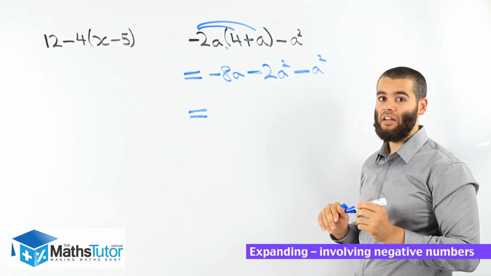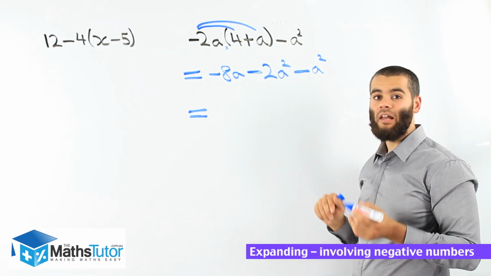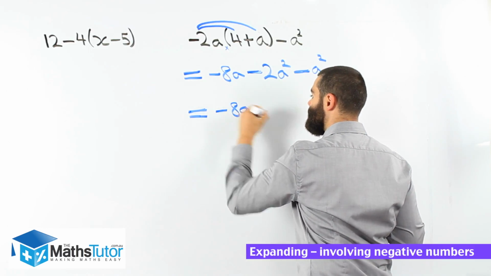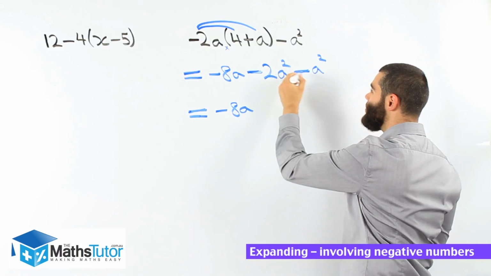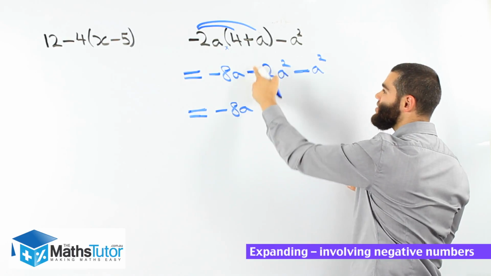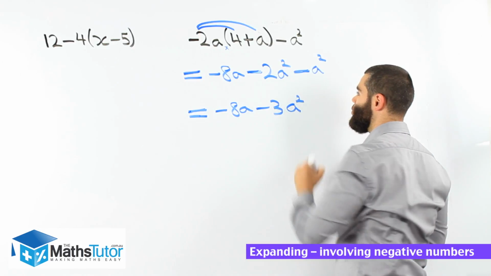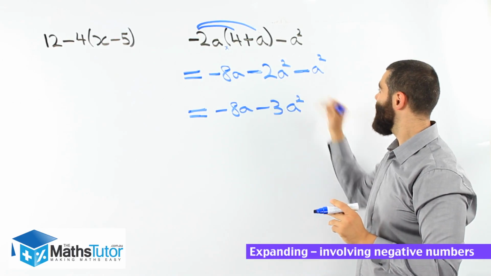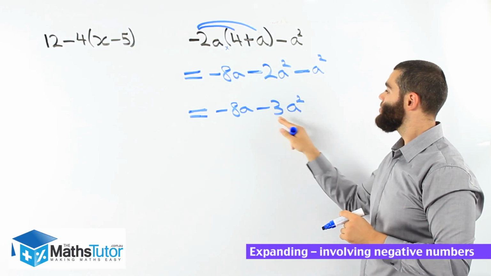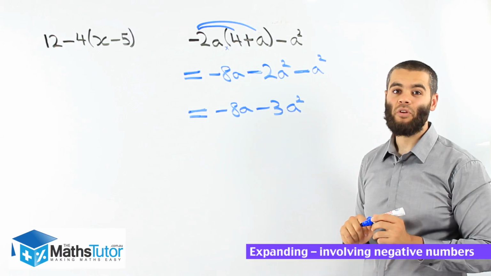Now, we are asked to simplify, so we're going to collect like terms. Are there like terms? The a squared terms are like terms. Now, we can simplify. Negative 8a minus 2a squared minus a squared. We know there's an invisible 1 here. So minus 2 minus 1 is minus 3a squared. Our final answer: minus 8a minus 3a squared.